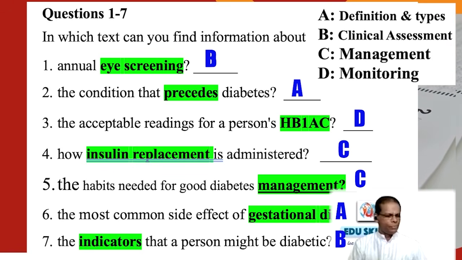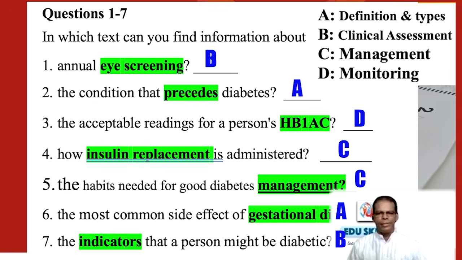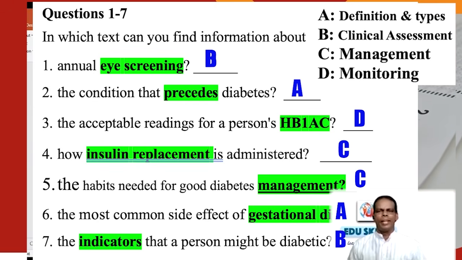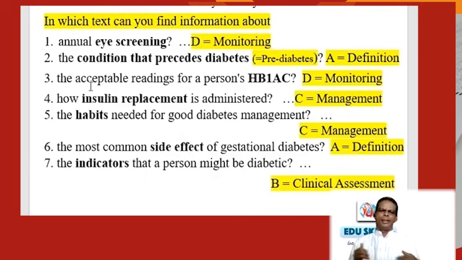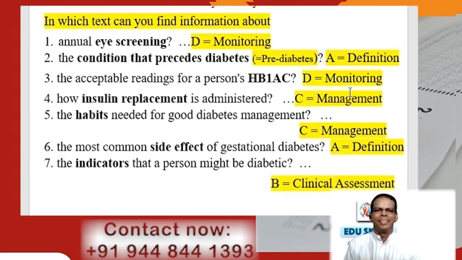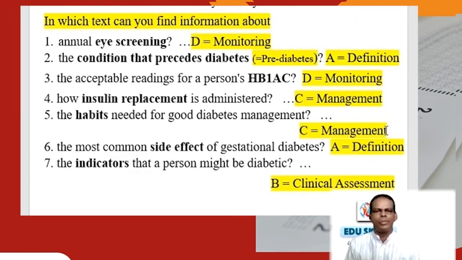And B. And how many seconds do you require? You need not even 5 seconds for each answer. I'll just show you the highlight thing. See, analyze screening, pre-diabetes, definition. A definition, HbA1c, monitoring, insulin replacement, management, habit, management. That answer is already there, diabetes management.